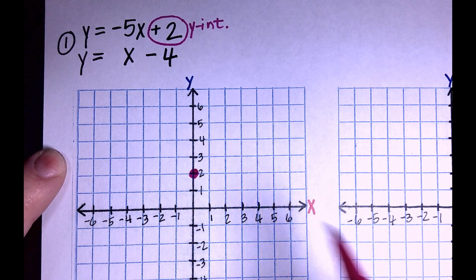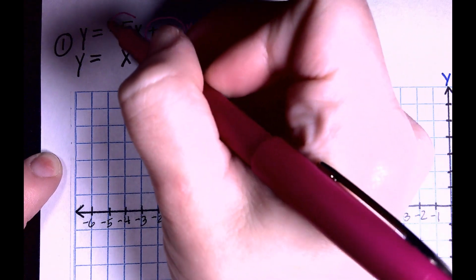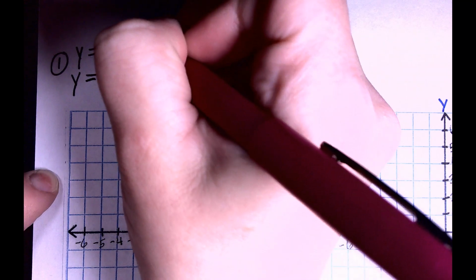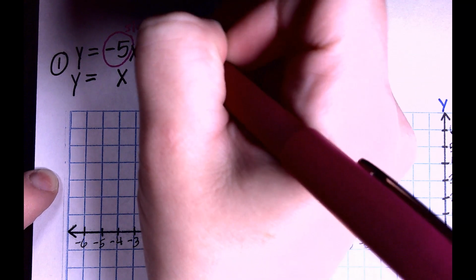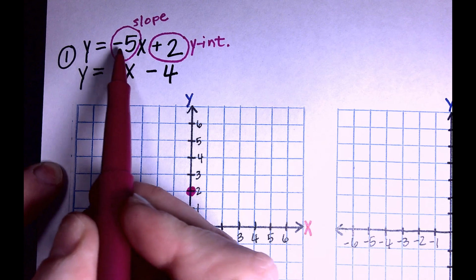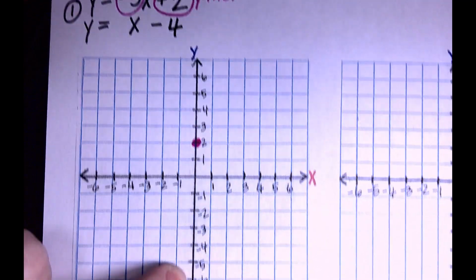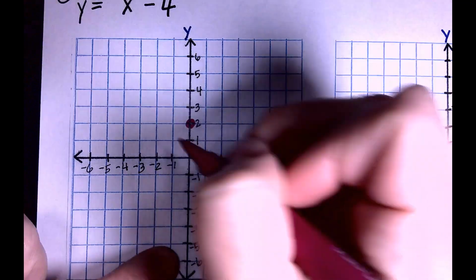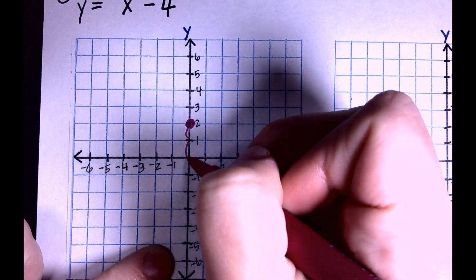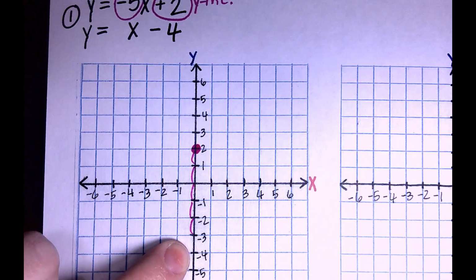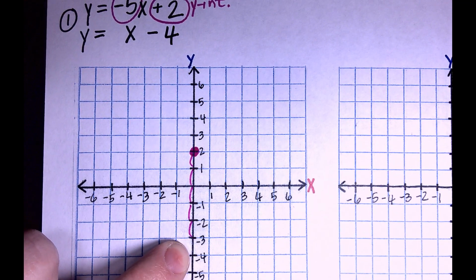Yes, now we need to use our slope, and I heard you say down 5, right? This number right here beside the x gives us our slope. So because it's negative 5, that means we're going to go down 5 from that point. So 1, 2, 3, 4, 5, and then what do I do? I'm going to go over 1.